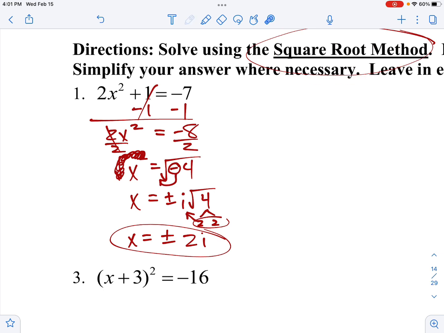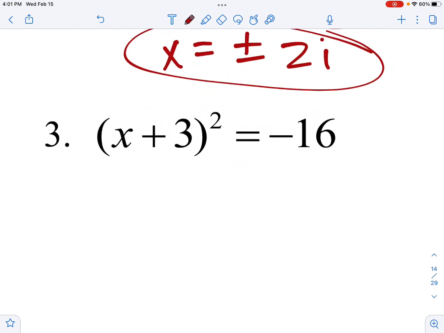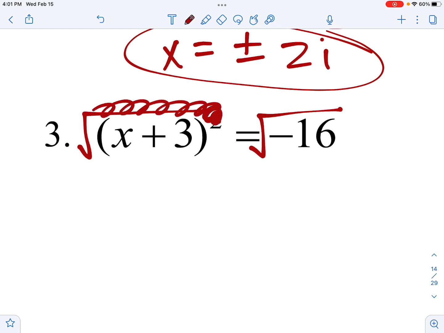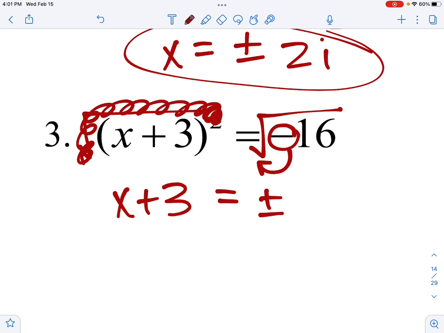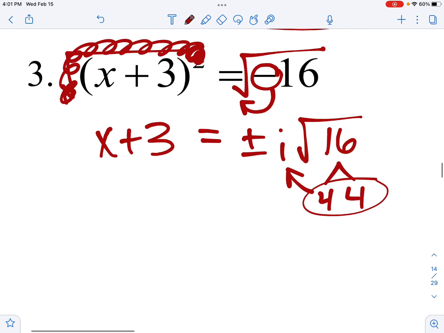Now I'm going to do number 3. Let's see. All of this stuff is inside the square. So in order to cancel it, I need to square root both sides. When you square root a square, that's what makes this go away, and you just have x plus 3. On the other side, just like we did the last problem, this comes out as an i, and also don't forget your plus minus. And you know that 16 breaks down. That's 4 and 4 with no numbers left over. So this side becomes plus minus 4i.